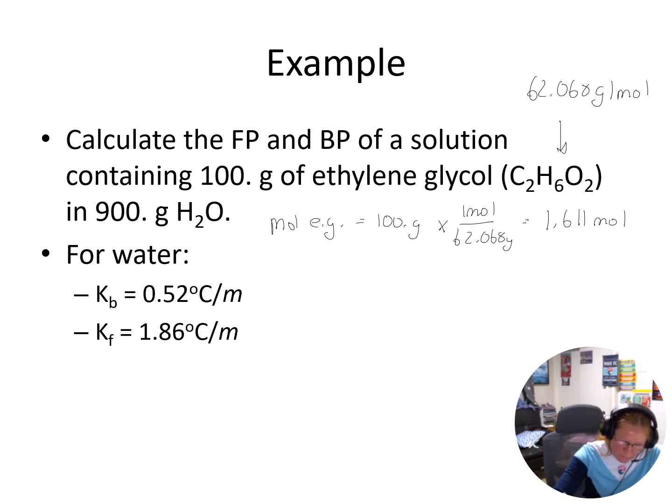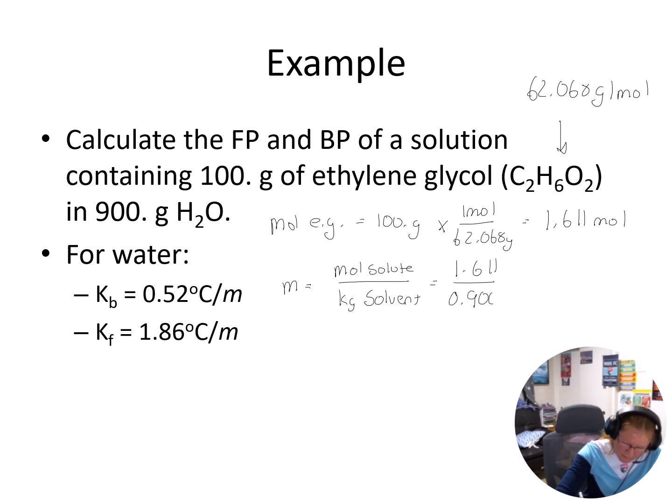So I get 1.611 moles. And so my molality, remember, is the moles of the solute over kilograms of solvent. So I get 1.611 over 0.900 kilograms. So I get a solution that's 1.79 molal. All right. So now let's take a look at our new boiling and freezing points.